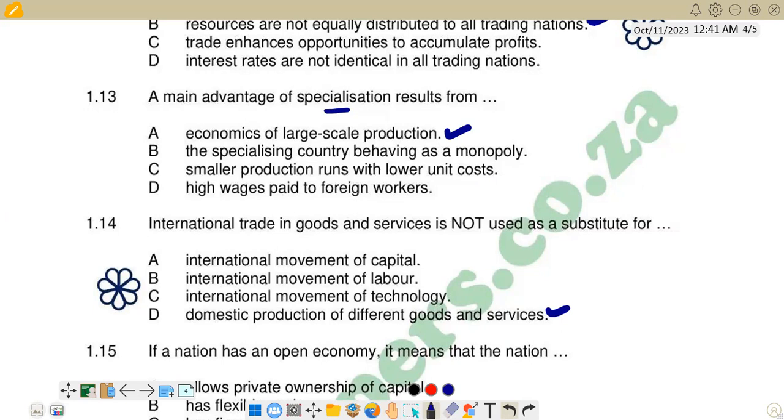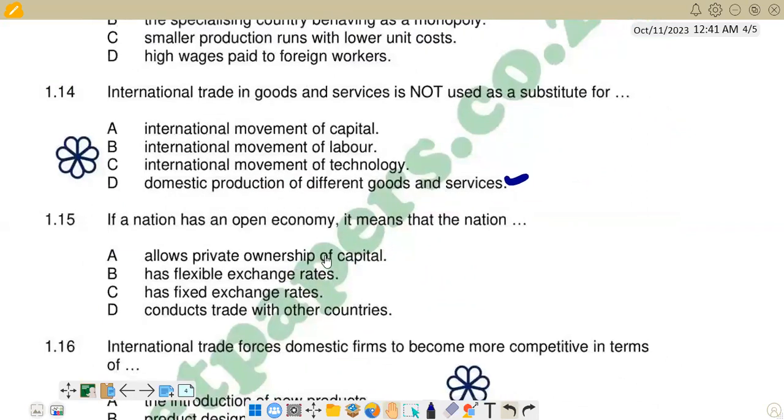Then we go to the next one, which is 1.15. It's reading, if a nation is an open economy, it means that the nation, when we have an open economy, it means that this economy is interacting with other economies. So let's look at the most appropriate there. A is saying it means that the nation allows private ownership of capital, which is not correct, because as long as it is now interacting with other nations, there's no private ownership of capital.